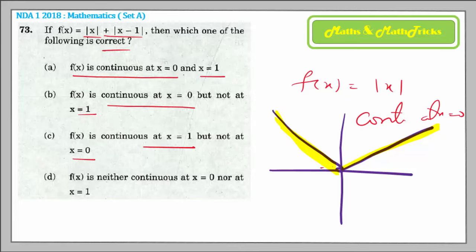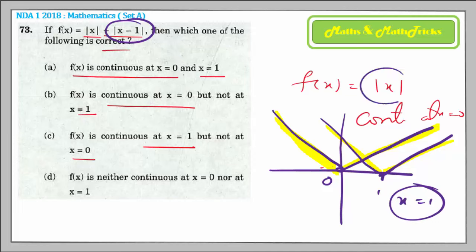So if I have now another function, mod of x minus 1, can you visualize, suppose this is 0 and this is 1, so the left side output and the right side output, these two lines meet at x equal to 1. So this is how the graph of mod of x minus 1 will look. So basically this function will be continuous at x equal to 1, because mod x is continuous at x equal to 0. So mod of x minus 1 will be continuous at x equal to 1.